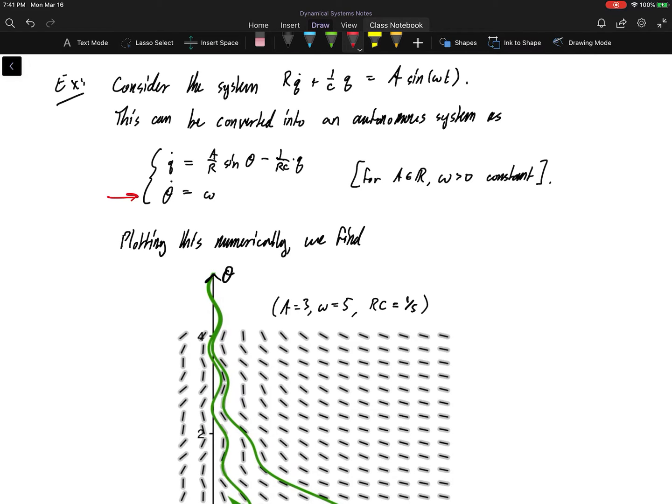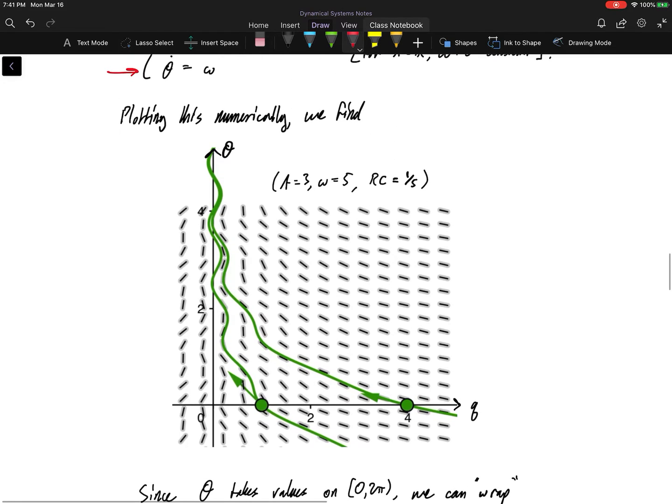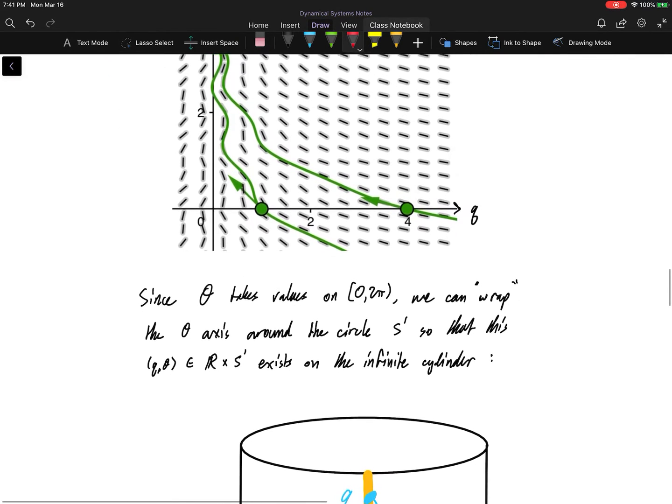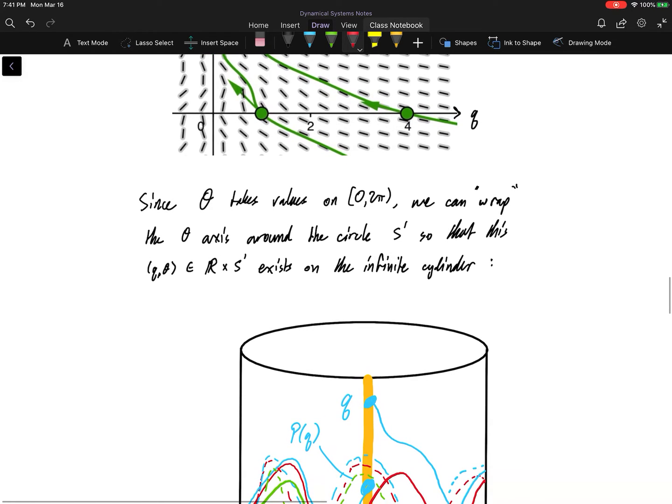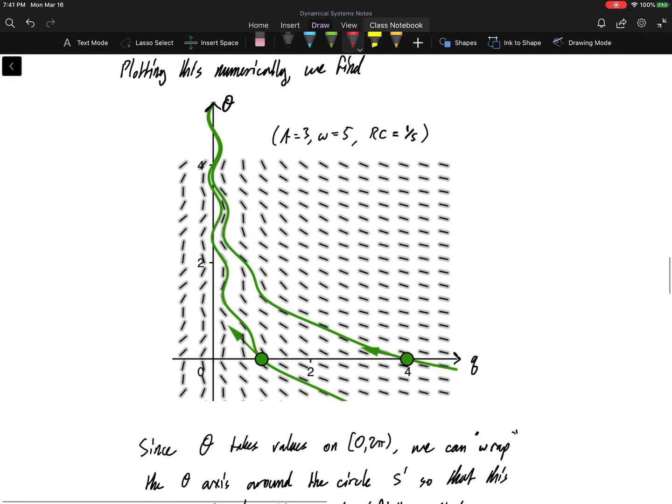I bet scholars of Math 57, of our usual ODEs class, can tell you exactly what the solutions look like to this. And in fact, we'll see it shortly. But this is an example for when the voltage is 3, the frequency is 5, and the RC constant is 1/5. So the natural time scale is 1/5. And we can see, since theta takes on values on the interval from 0 to 2 pi, we can actually wrap this around the y-axis a little bit and join up.